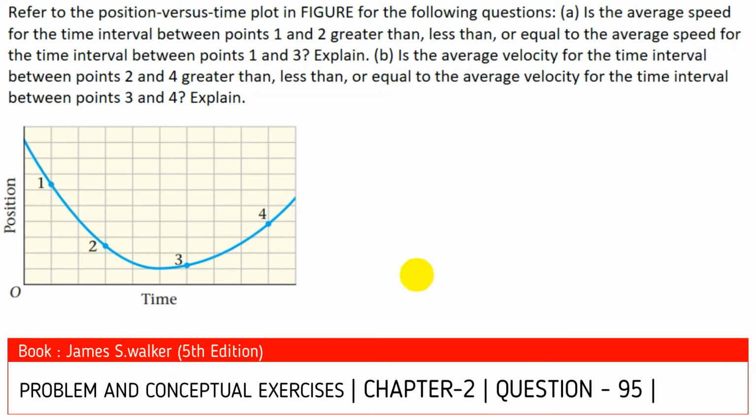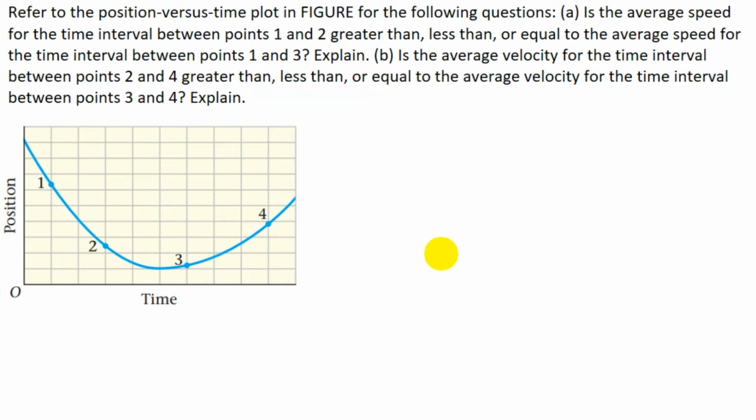So we are given this position versus time graph for a particle, and there are two parts in this question that we need to solve. In the A part, we need to tell whether the average speed for the time interval between points 1 and 2 is greater than, less than, or equal to the average speed for the time interval between points 1 and 3. Now we know that the average speed of the object is the magnitude of the slope of a line between the 2 points. So the average speed between point 1 and 2 will be the magnitude of the slope of this line.